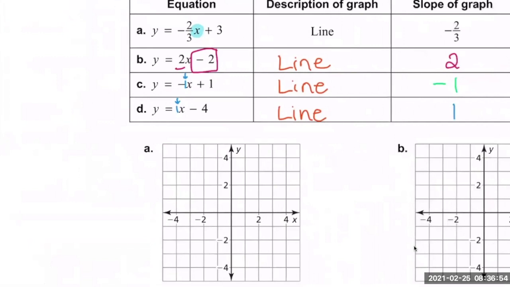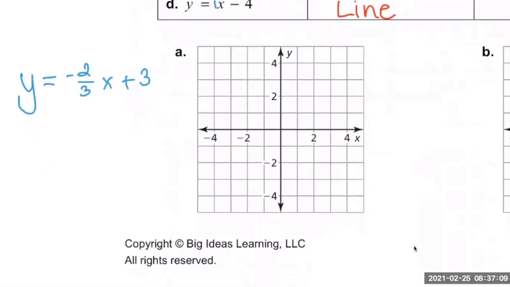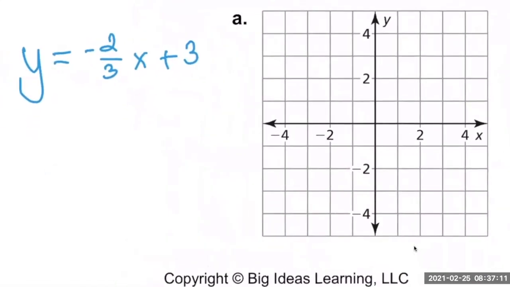Okay, moving on. Now we're taking those equations and we're going to put them on a graph. So we have y equals -2/3 x plus 3. So I'm just writing it down so I can zoom in and see it a little bit more clearly. So remember this right here, that's my slope.